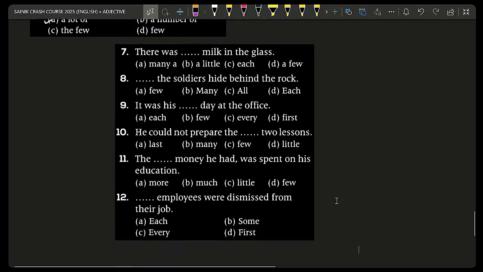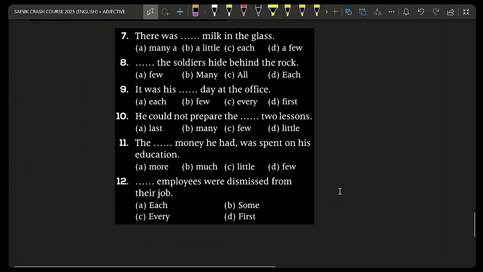There was dash milk in the glass. Yes. Many, a milk, a little milk, each milk, a few milk. A little. Yeah, very good. Correct answer. And the eighth question.